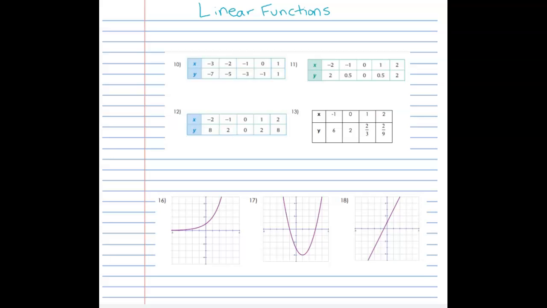Alright, hello everyone. Today we are going to be talking about linear functions. Let's reiterate what we've done up to this point. We've done equations. We've done functions. Now we are going to combine them together. There are two ways we can figure out if a function is linear.